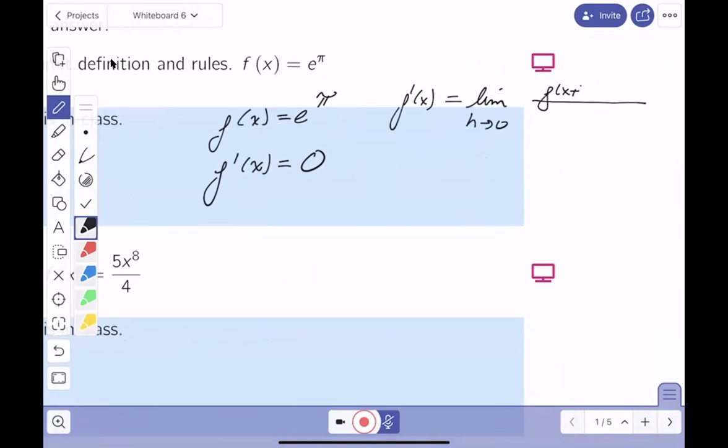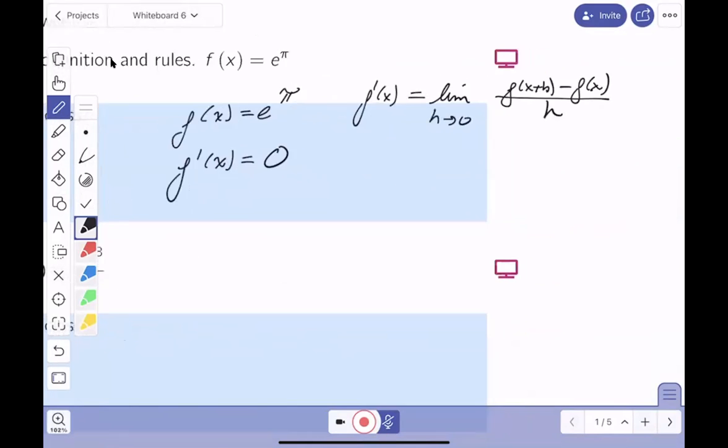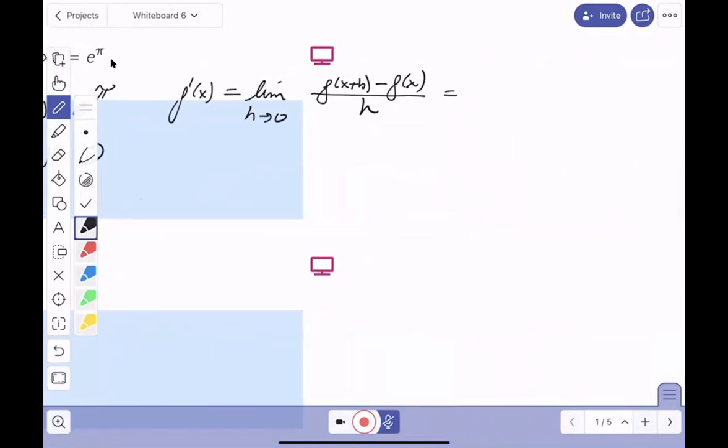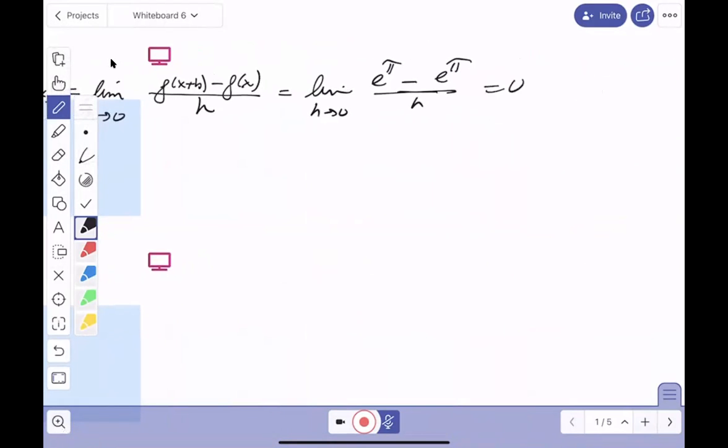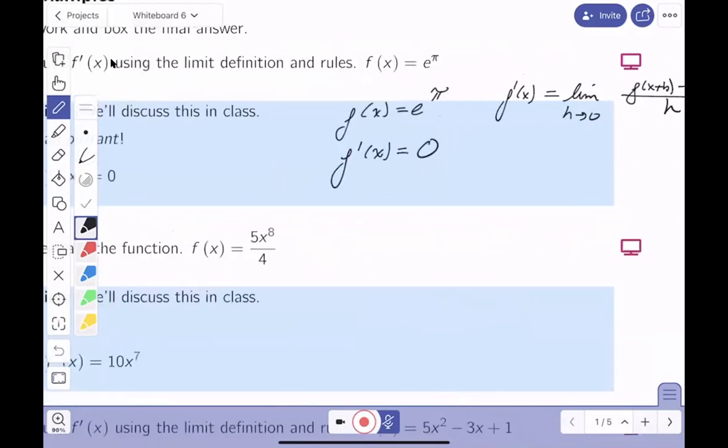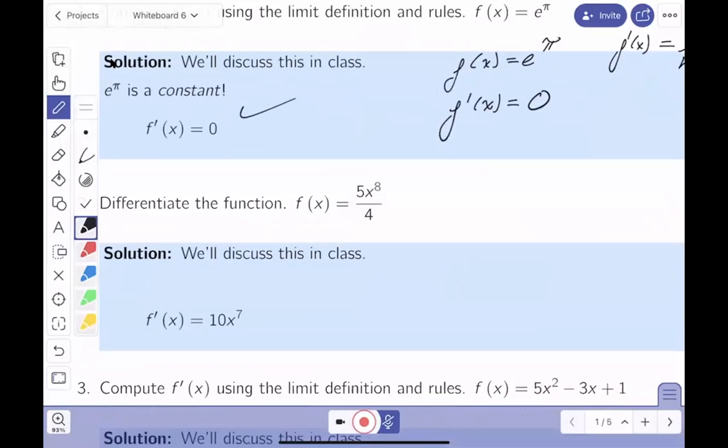f of x plus h minus f of x over h. Well, let's put this down. What's f of x plus h? It's just e to the pi. It's always e to the pi. What's f of x? It's e to the pi over h. What do you get? 0, as expected. All right, not bad. What's the key say? 0. Let's do the next one.